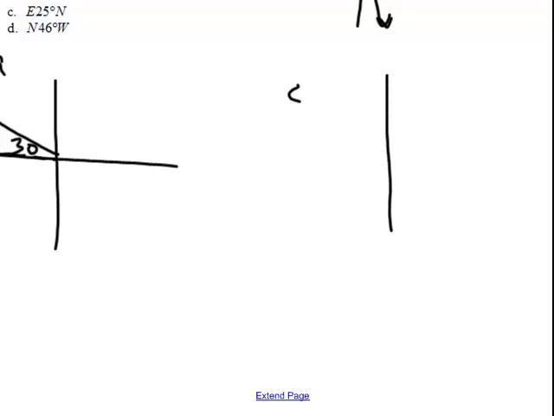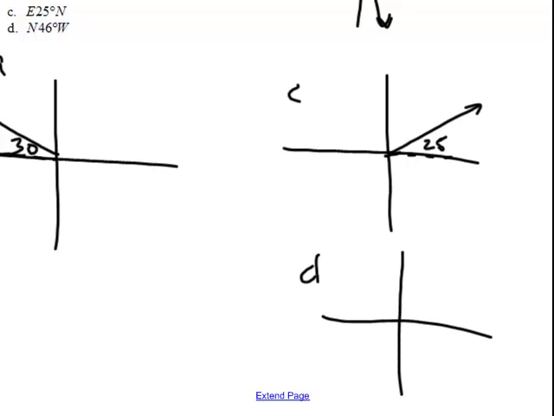C is a little bit different. Here I'm going east first, and then I pop up 25 degrees north. So that's east 25 north. And finally, D, I start off going north, and then I cut out 46 degrees west. Was going north, then going west towards it. So let's try that again. This is 46 degrees here. Isn't that beautiful?